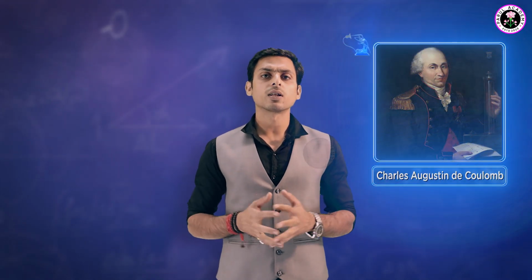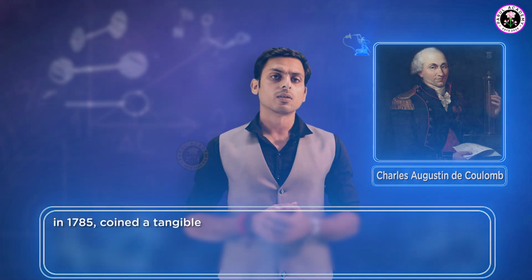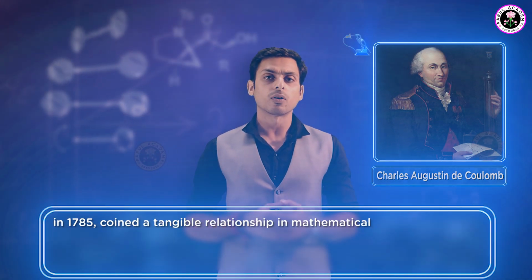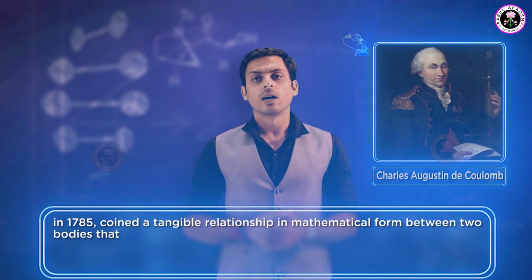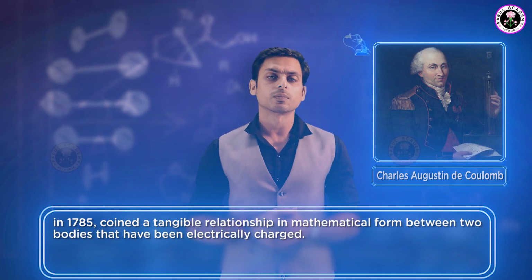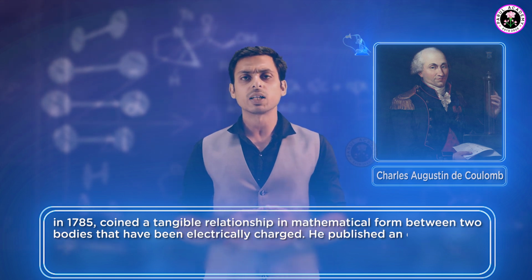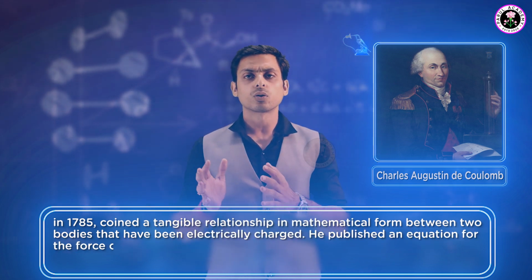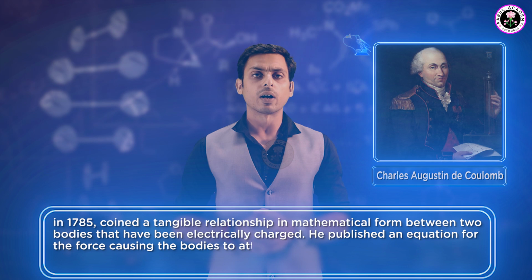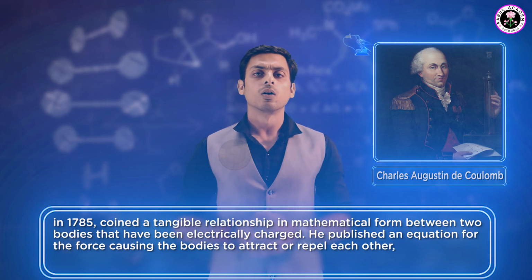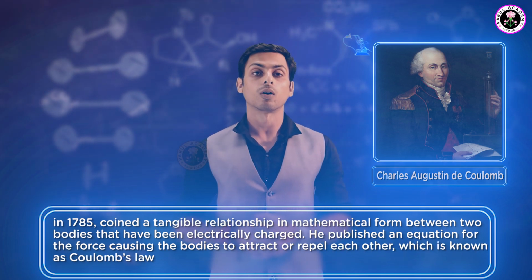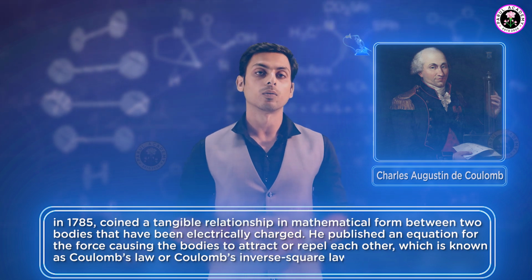Now, the history of Coulomb's law. A French physicist, Charles Augustin de Coulomb, in 1785 formulated a tangible relationship in mathematical form between two bodies that have been electrically charged. He published an equation for the force causing the bodies to attract or repel each other, which is known as Coulomb's law or Coulomb's inverse square law.